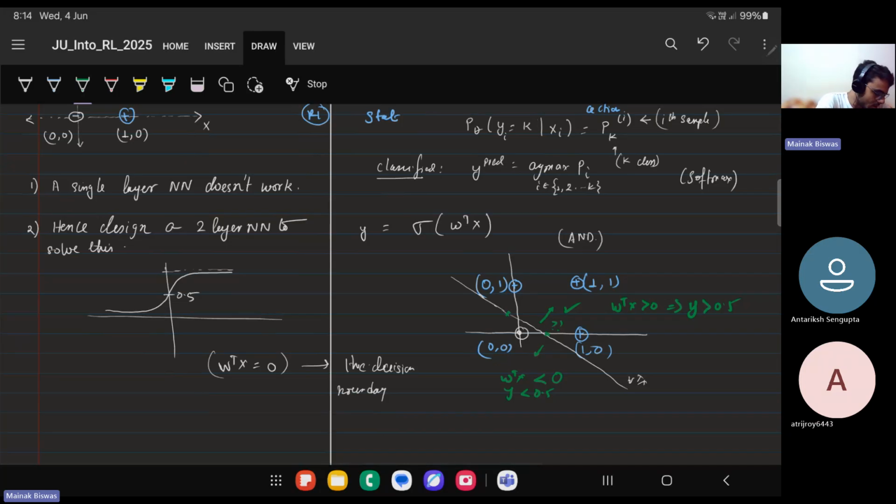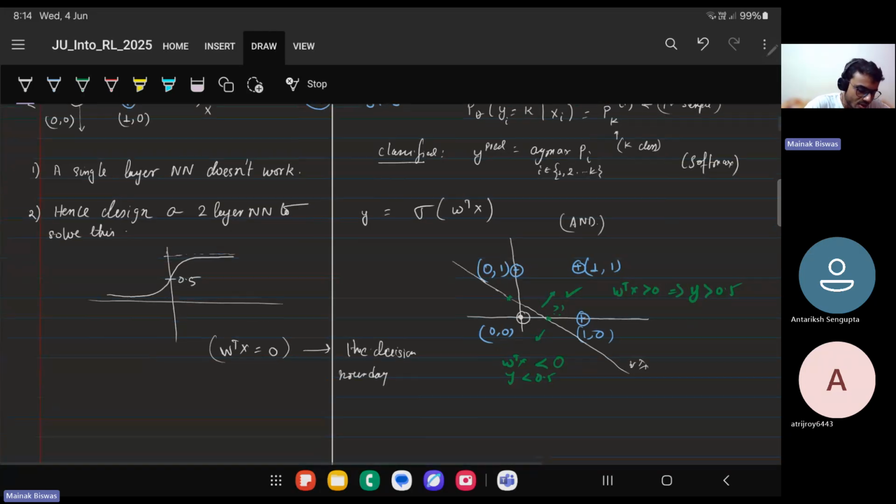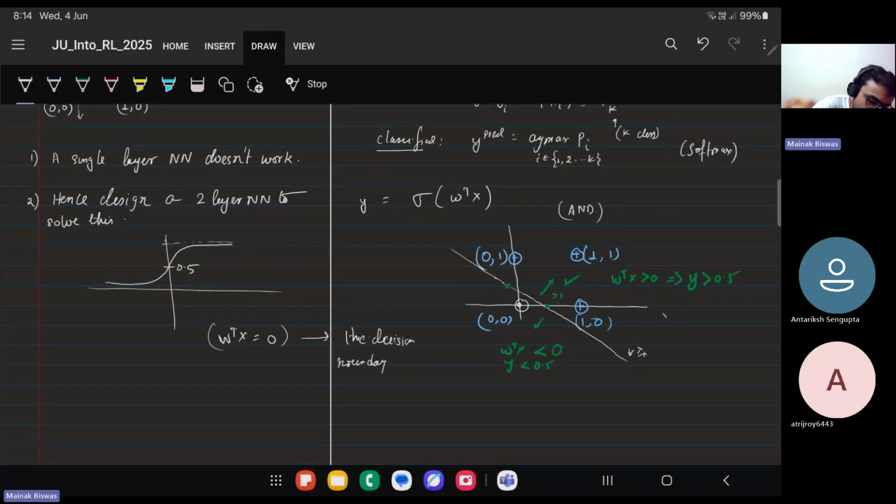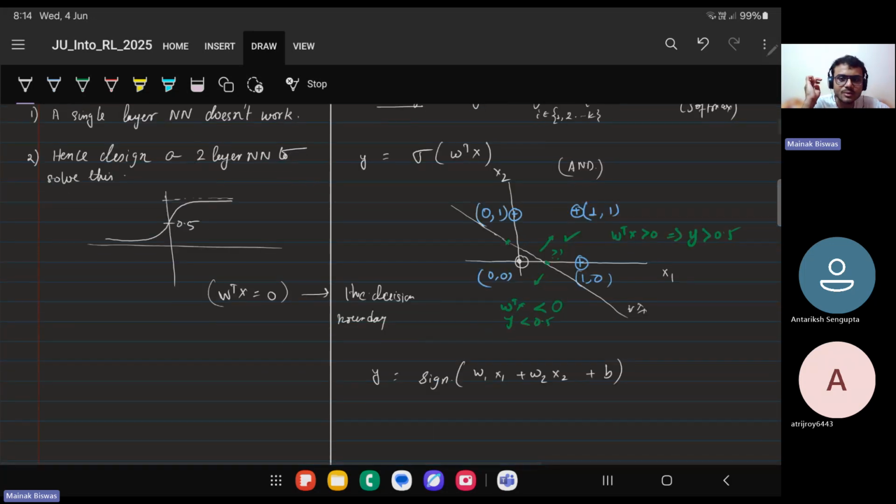Fine. For this problem, what are the features? We have features x1 and x2. Do you agree? So we want to predict y, which is equivalent to saying the sign of the function W transpose x, or W1 x1 plus W2 x2 plus b. If we have a function like this, we can predict.